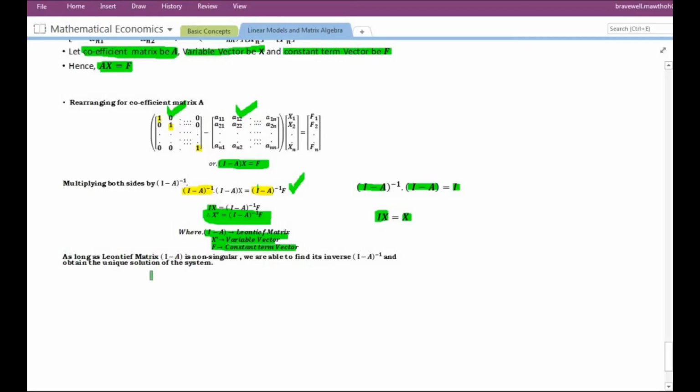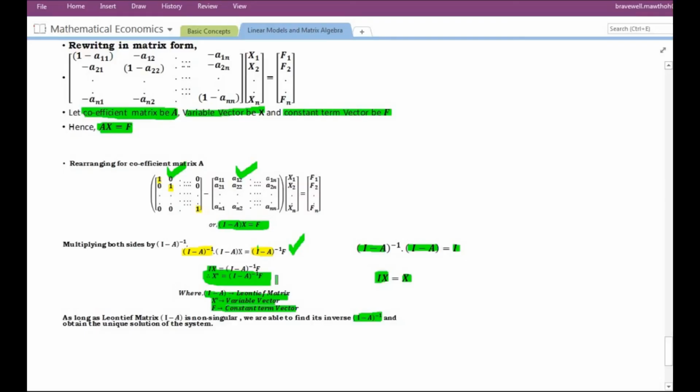As long as the Leontief matrix is non-singular, which implies that its determinant is not equal to 0, we will be able to find its inverse and obtain a unique solution of the system. So this is the Leontief static input-output model for the n industries case.